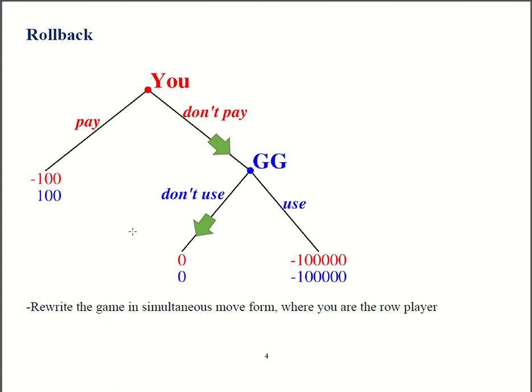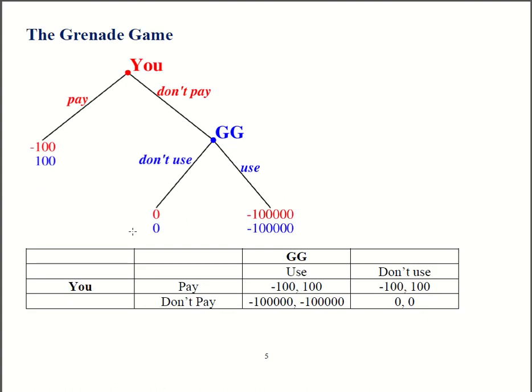Alright, so presumably you did it. So here's what you should have come up with. If you play pay, the game just ends. So your payoff is minus 100, Grenade Guy gets plus 100. Remember, as always, row player's payoff comes first. So the game just ends if you play pay, then it's going to be the same payoff for both these cells here. They're both going to be minus 100 for you, plus 100 for Grenade Guy. If you play don't pay, then payoffs for don't use are going to be 0, 0. That's shown over here. And the payoffs for use are going to be minus 100,000 for both.